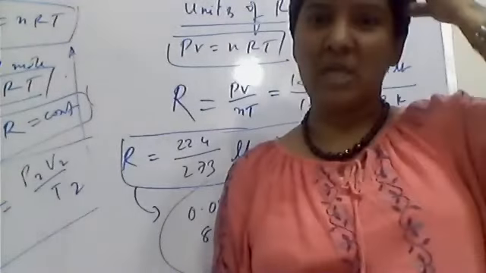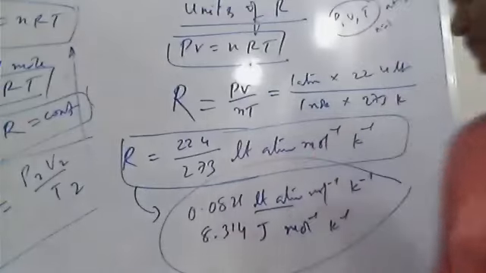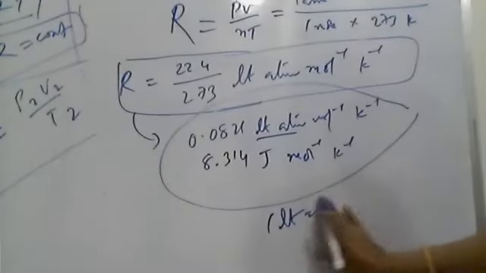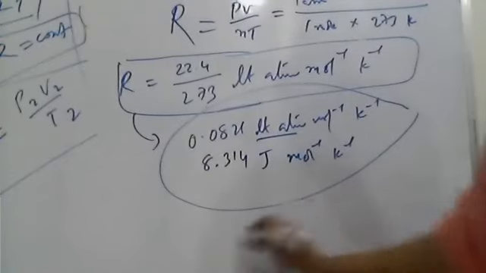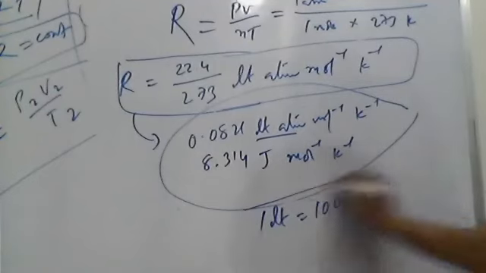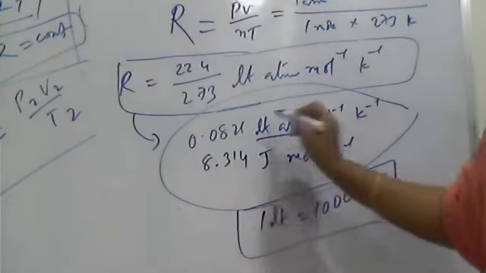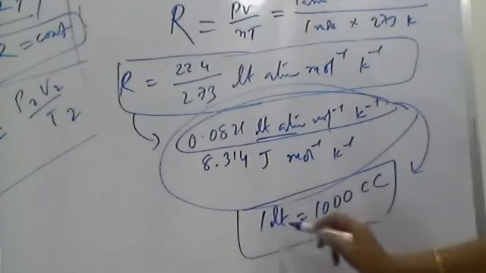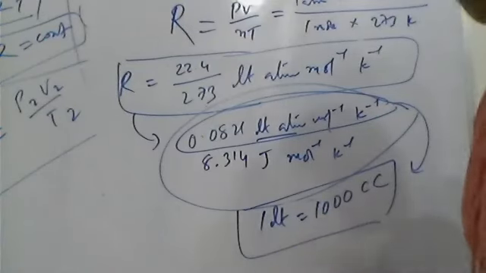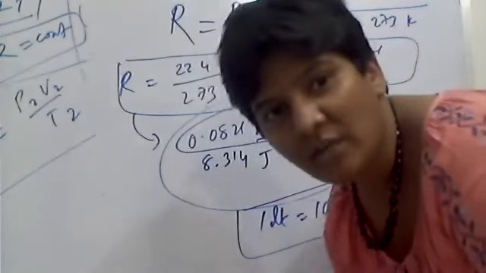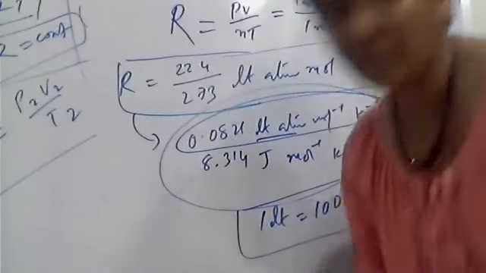Understand? So please watch the video a number of times today. And next, you know that 1 liter equals 1000 cc, 1000 ml. So also give me the value 0.0821 liter atmosphere per mole per Kelvin in cc, by using 1 liter equal to 1000 cc. Please send me the answer on WhatsApp. Okay, thank you. I will send the video now.